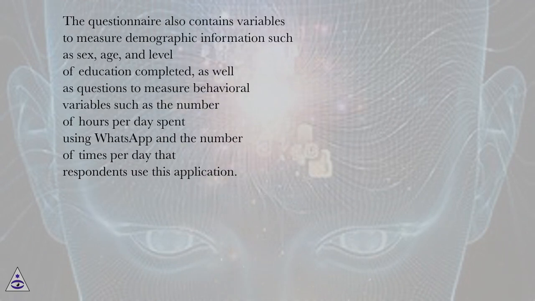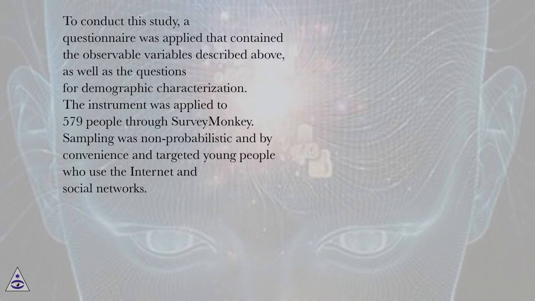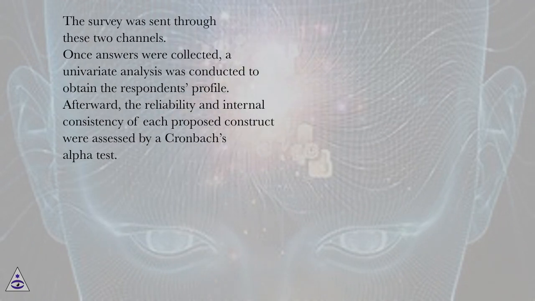The questionnaire also contains variables to measure demographic information such as sex, age, and level of education completed, as well as questions to measure behavioral variables such as the number of hours per day spent using WhatsApp and the number of times per day that respondents use this application. To conduct this study, a questionnaire was applied that contained the observable variables described above, as well as the questions for demographic characterization. The instrument was applied to 579 people through SurveyMonkey. Sampling was non-probabilistic and by convenience and targeted young people who use the internet and social networks. The survey was sent through these 2 channels.